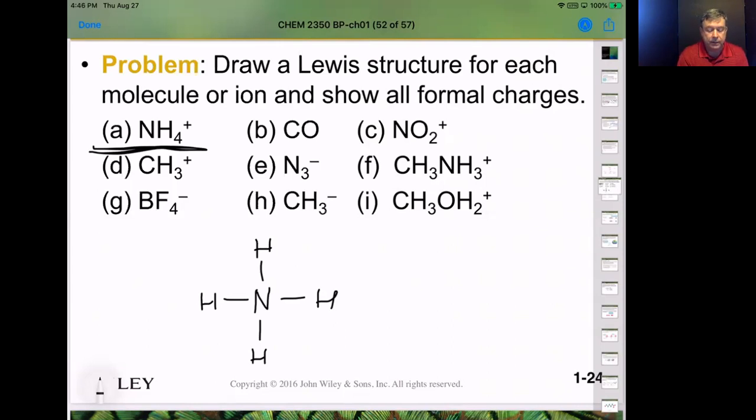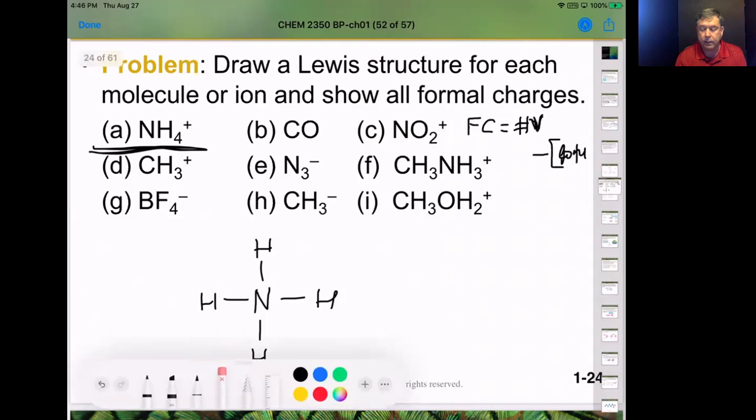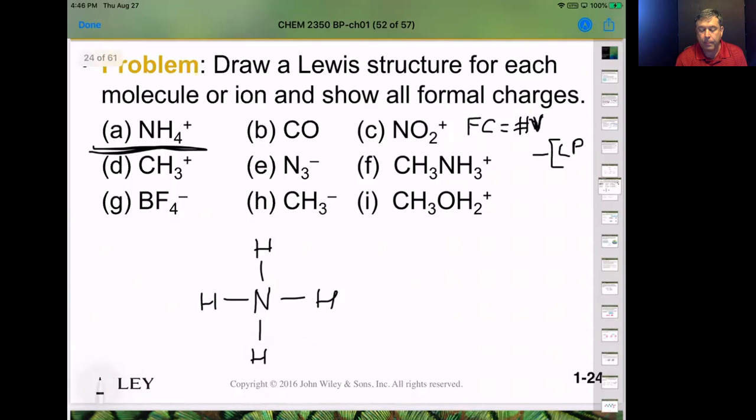Okay, so let's look at this. Let's remember formal charge is equal to the number of valence electrons the atom had neutral minus the lone pair electrons, or I'm going to do LP here for lone pair, plus 1/2 of the bonded electrons.